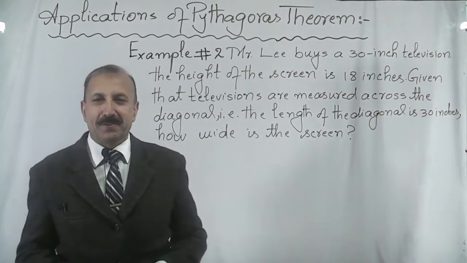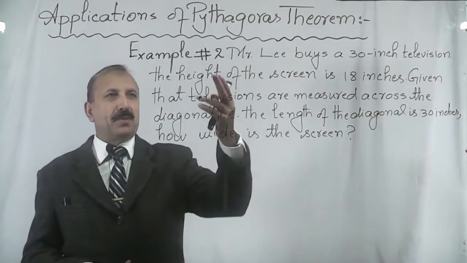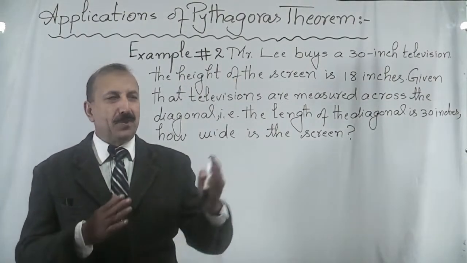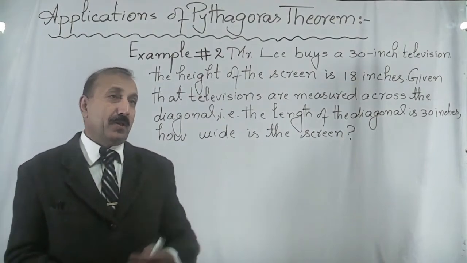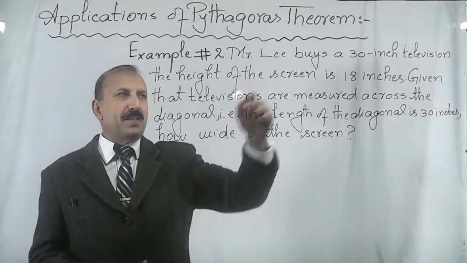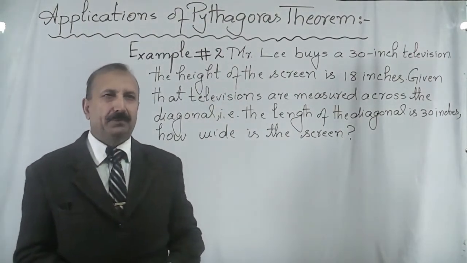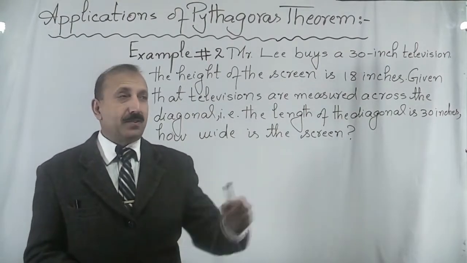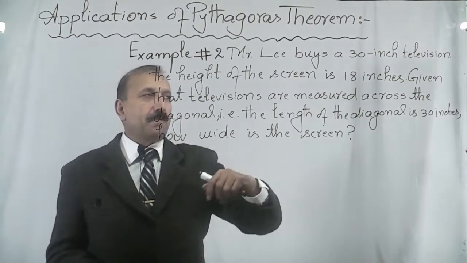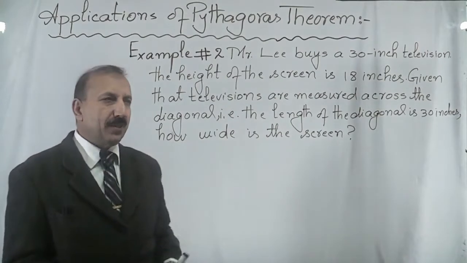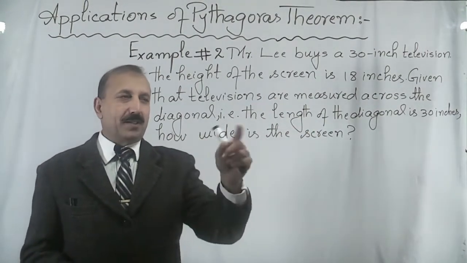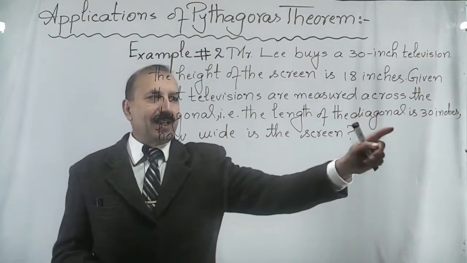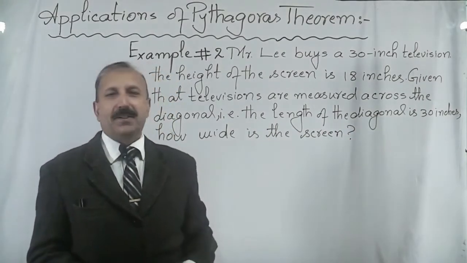Alright, my dear students, let's come towards example number 2 for the word problems for use of Pythagoras theorem. Here is the example. Mr. Lee buys a 30-inch television. The height of the screen is 18 inches. Given that televisions are measured across the diagonal, that is, the length of the diagonal is 30 inches.